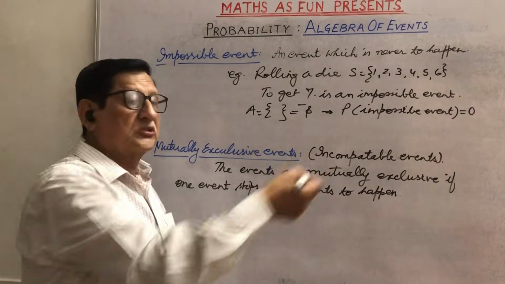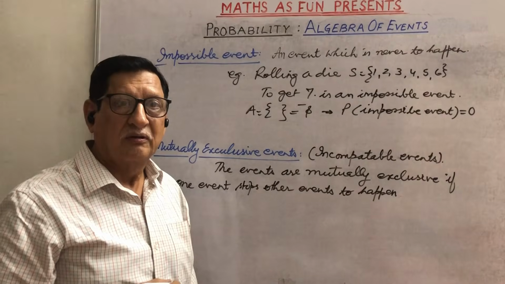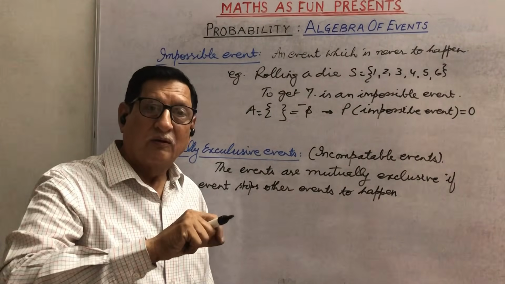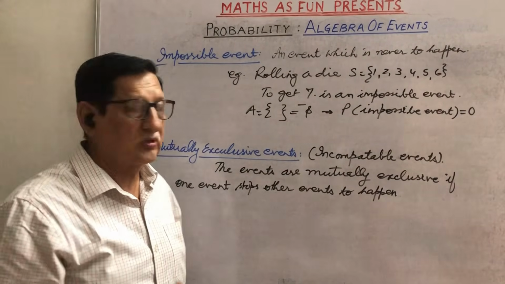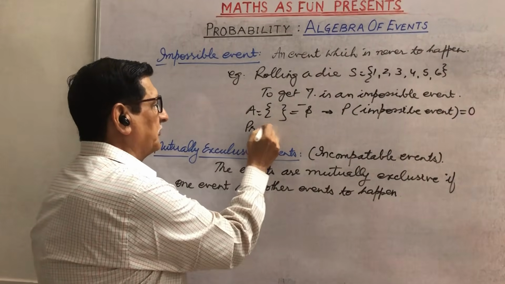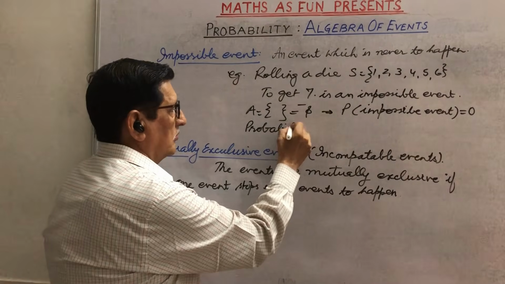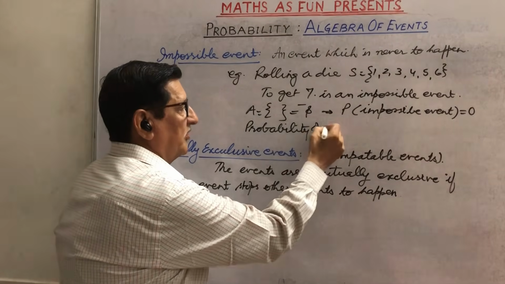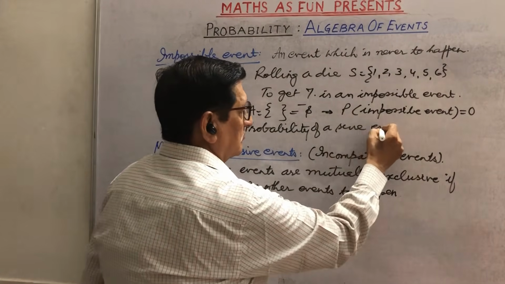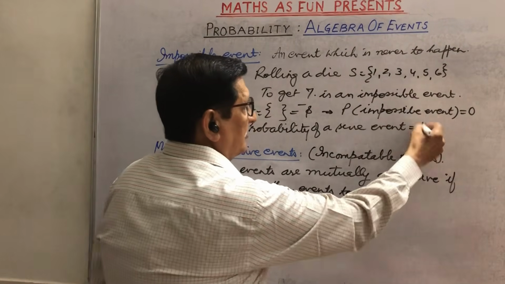Now if we talk about the sure event, the probability will be 1 because it is always going to happen. So we can say the probability of a sure event is always 1.